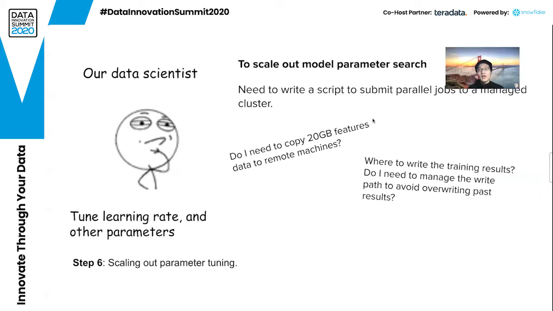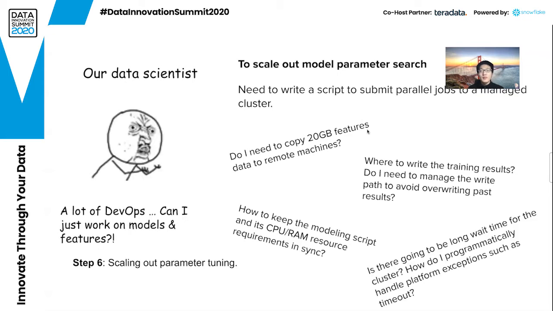We also need to ask where to write the training results. If we're writing to a central location, we need to manage the right path to avoid overwriting. We also need to keep the model script and the computation resource requirements in sync so that it's easily reproducible. And we need to deal with platform exceptions, such as timeout due to the occasional long wait time for the cluster. This is all about DevOps. Our data scientists would rather spend more time working on models and features.